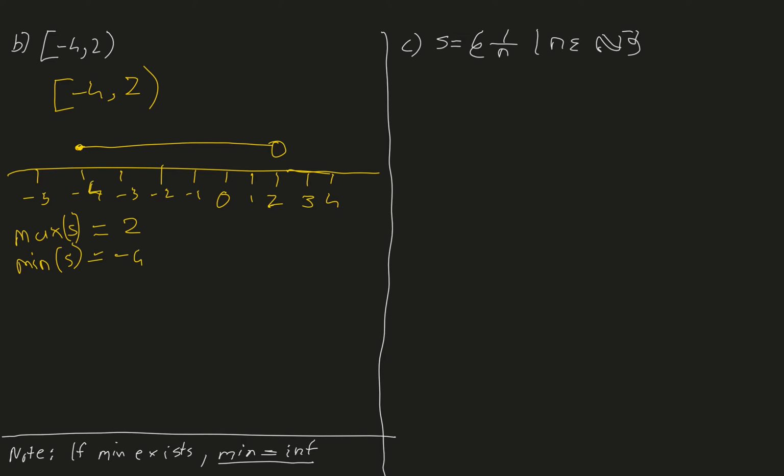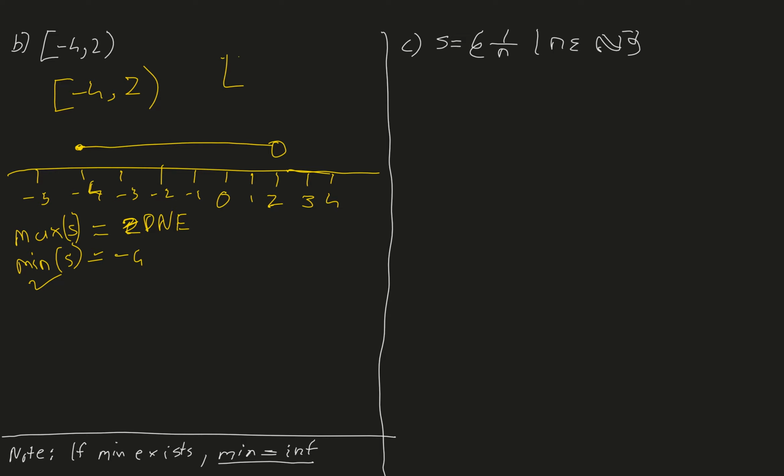-4 is a lower bound because a lower bound means that it is an element such that it's less than or equal to all other elements in the set. -4 is less than or equal to all the other elements in the set. So therefore it's a lower bound, and it is also in the set. Therefore the minimum exists. Sorry, the maximum does not exist. I'm really sorry about that, because it goes up to but does not include 2.